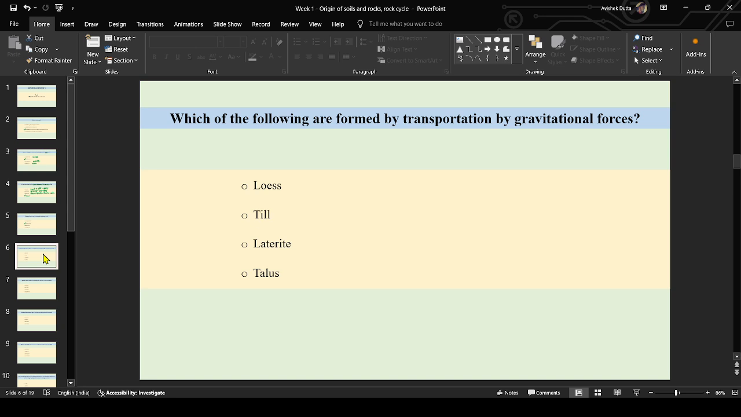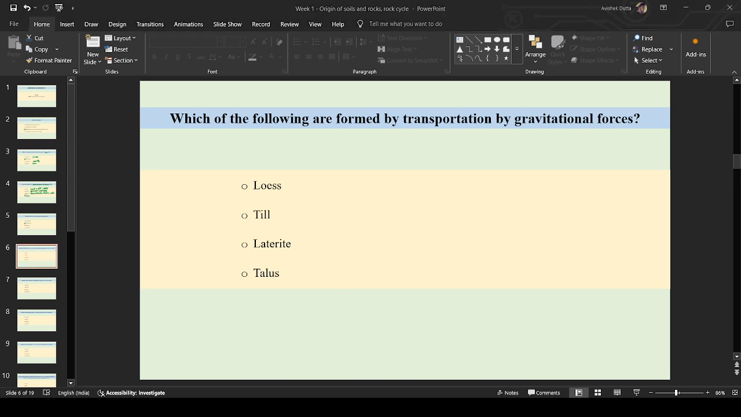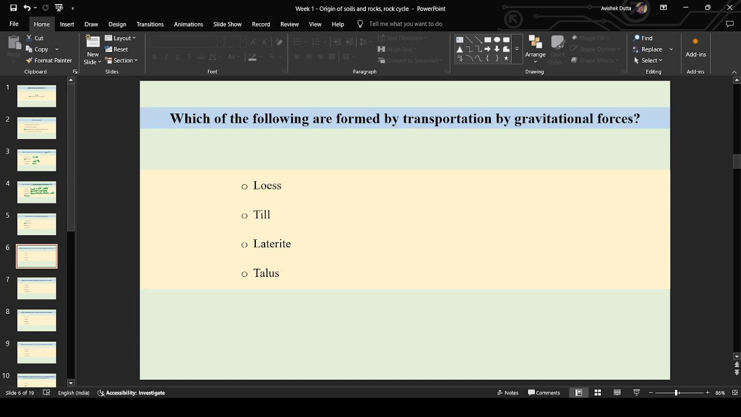Which of the following are formed by transportation by gravitational forces? Any answer? What is the answer? Talus, sir. Yes, talus, whatever the pronunciation is, it's okay. Then what are the other three? Can you tell me which are the agents of transportation for the other three? For example, the first option, Loess, which is the transporting agent? Wind, sir. Yes, Loess is wind.